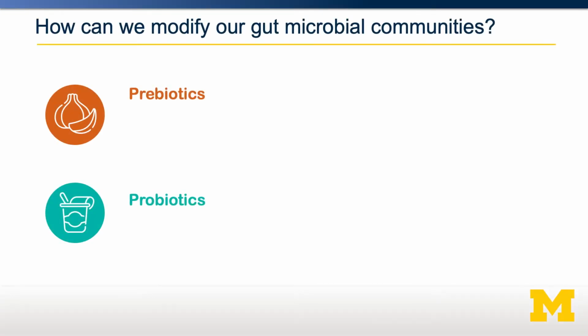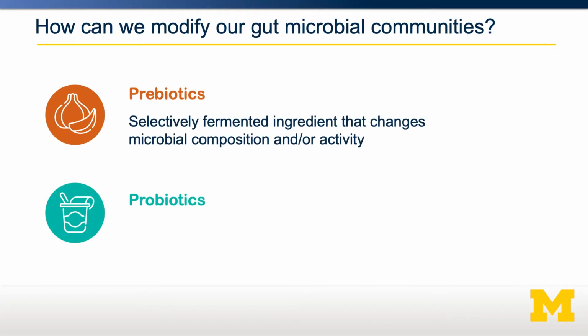So there are two main ways by which we can modify our gut microbes: prebiotics and probiotics. Prebiotics are selectively fermented ingredients. These are things like fermentable fibers. These serve as food sources for particular bacteria. There's a large variety of potential prebiotics. A probiotic, on the other hand, is a live bacteria that is meant to colonize the bacteria in our gastrointestinal tract. So let's start with prebiotics.